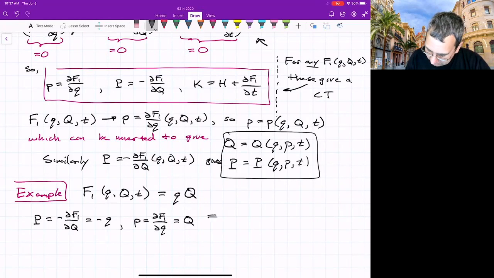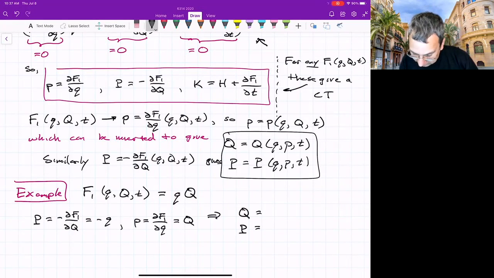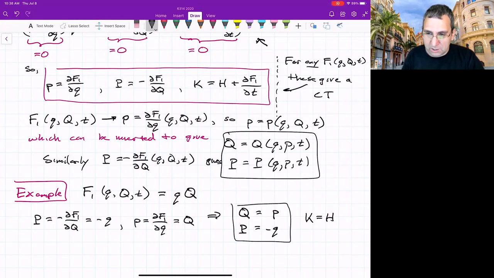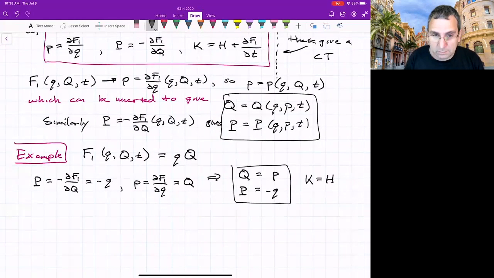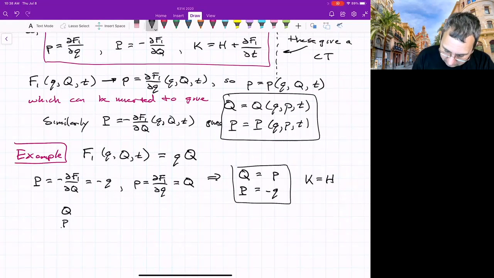And these could all easily be inverted to write big Q and big P as functions of little q and little p. What is that? Well, big Q is just p, and big P is negative q. And if we had transformed the Hamiltonian, K equals H, there's no effect due to explicit dependence on time. So that's our transformation. So this is a legitimate canonical transformation. In fact, it's a linear one.